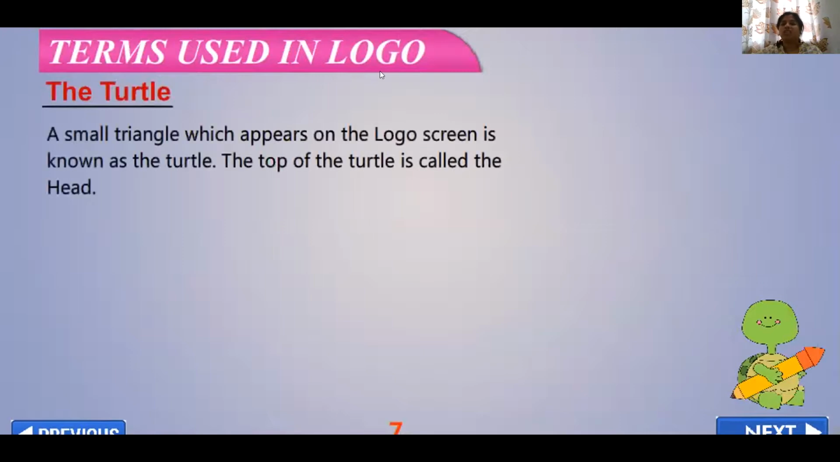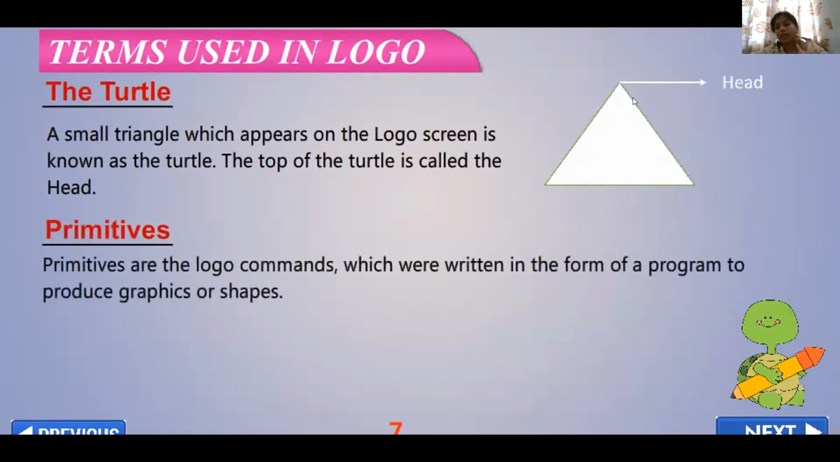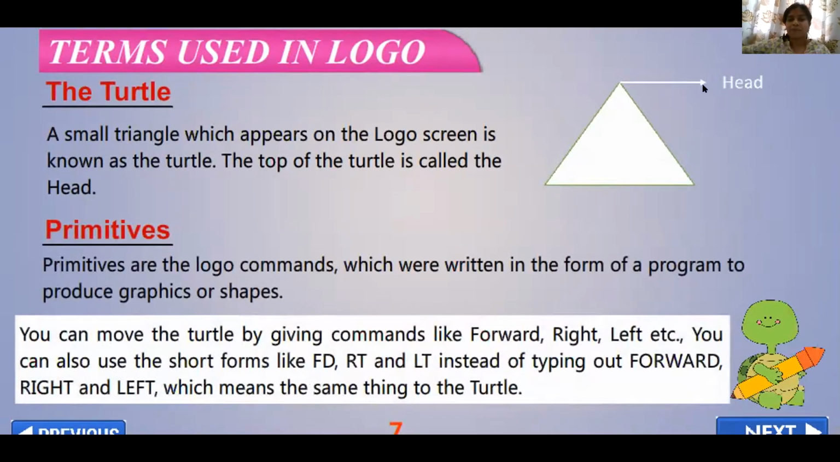Terms used in logo. What are the different terms which we use in logo? As I said in the starting of this video, the small triangle which appears on the logo screen is also known as turtle. The top of the turtle is called the head. It is the direction in which you're going to be moving forward. So wherever the head is, that way you can make out whether the turtle is turning towards the right side or left side, and it is going to move forward. With the head only, we can make out towards which direction our turtle is.